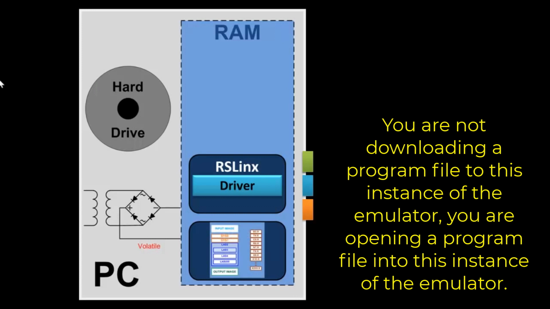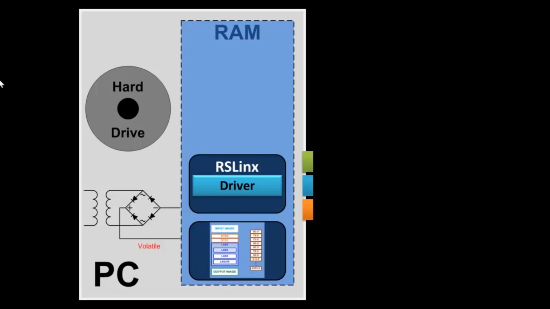A PLC, Programmable Logic Controller, has a microprocessor and it has RAM. Your personal computer has a microprocessor and it has RAM. The microprocessor in your personal computer now becomes the PLC's microprocessor, and a portion of the RAM in your personal computer is now replacing the RAM that was in the PLC.